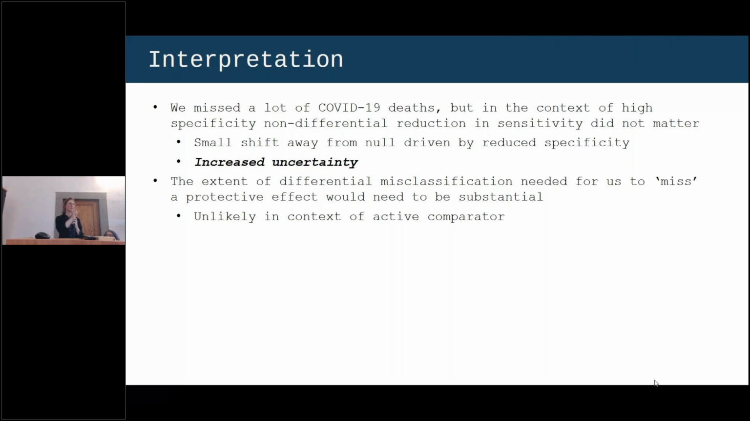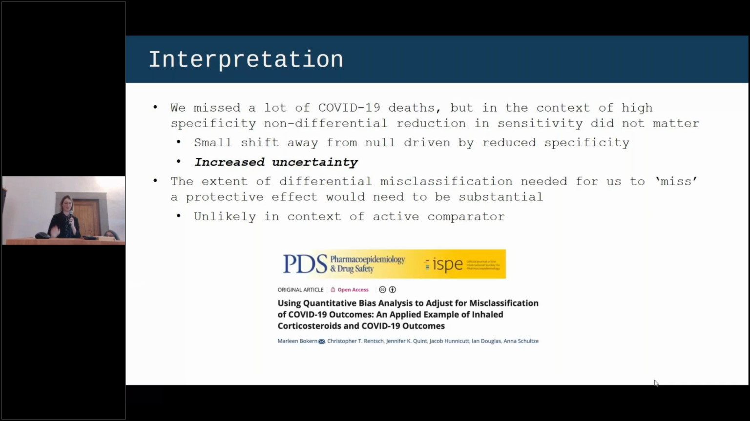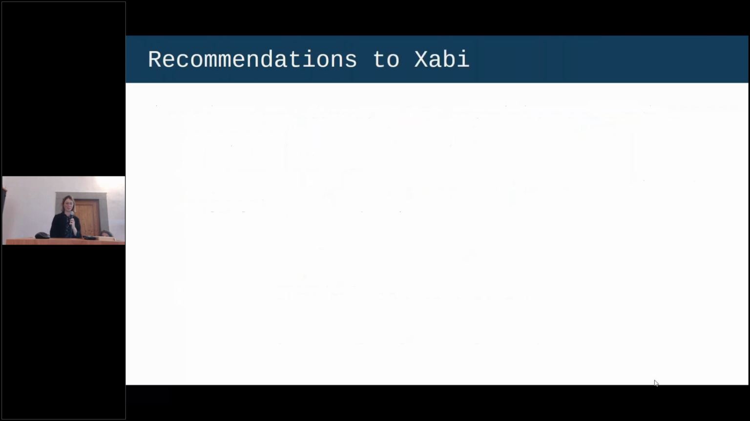We have these sort of hypotheses around unmeasured confounders, but it's quite hard to imagine that the coding of death would vary that much, I think, by treatment. And if you want more detail, this work was published really recently, slight advertising for that.